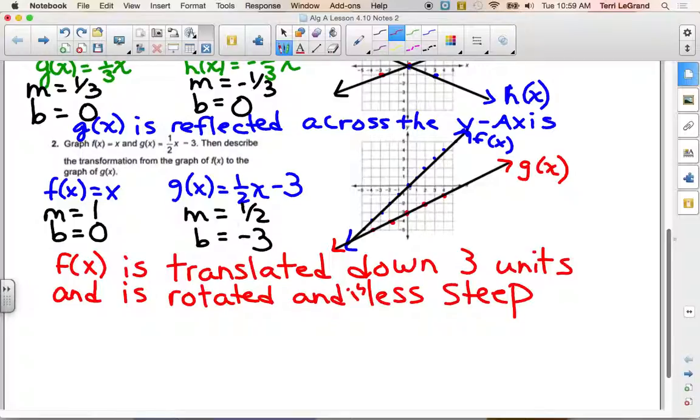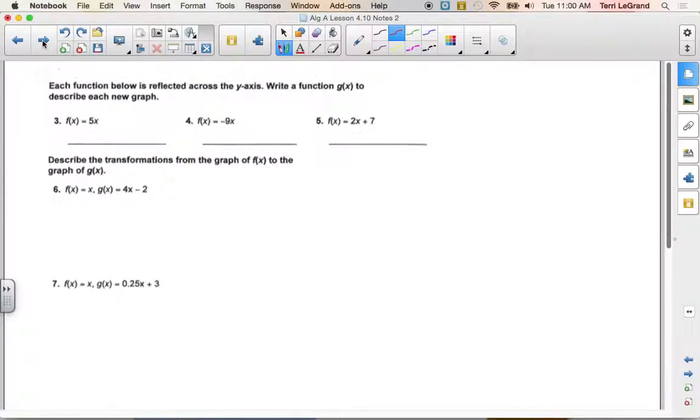Okay, now we're going to take a little breather from graphing, but on your homework you're going to have to graph, okay? But on the back side, we're just going to try and practice these without having the graphing going on, okay? So let's go to the back side here. First of all, let's do what they're asking here. It says each function below is reflected. So they're telling you that f of x is going to get reflected across the y-axis. You have to write the new function.